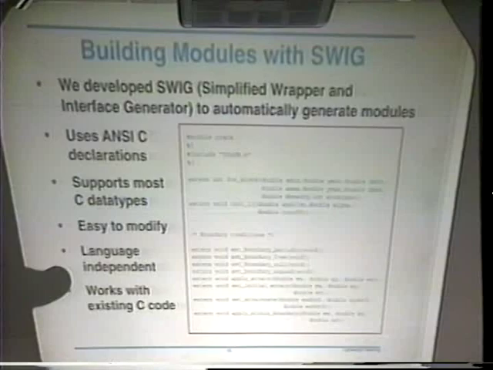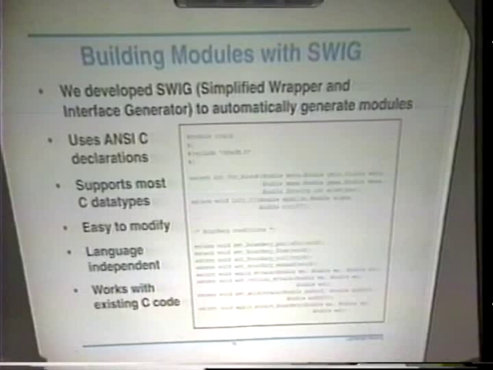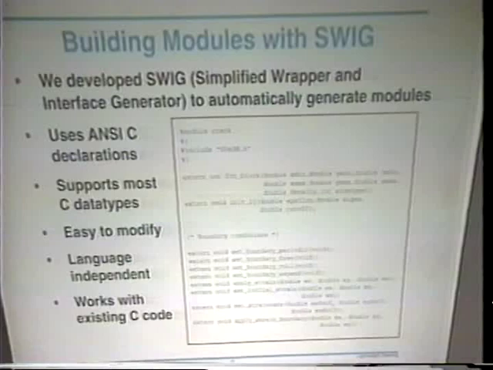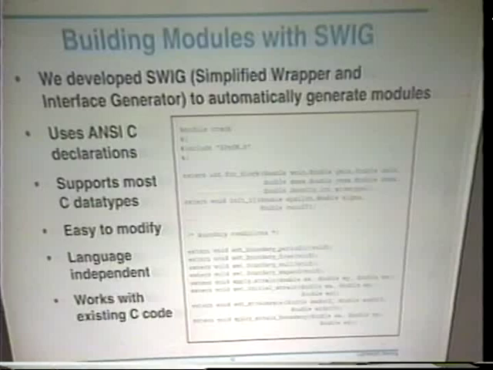This talk isn't so much about this tool, but some of the things about it: it actually supports almost all C data types, including pointers and things like that. It's language independent. This file here can actually be used to produce TCL, Perl, Python, and some other target language code. It does work with existing C code really well.